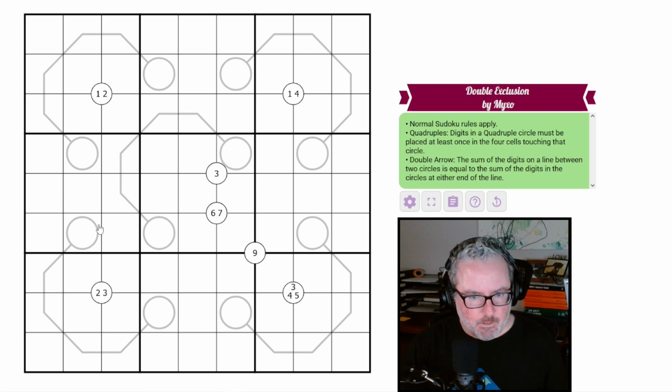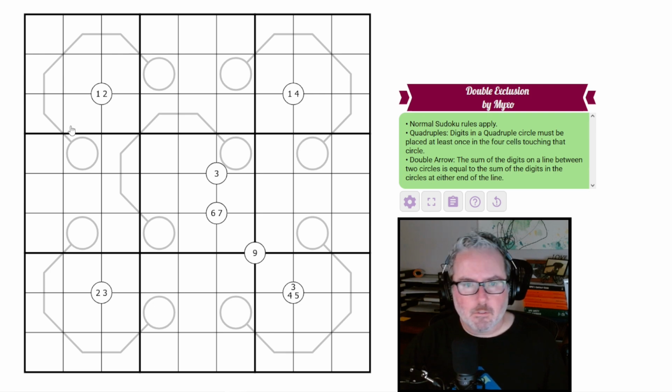Today we have an interesting looking puzzle in front of us. This one's called Double Exclusion by Myxo. I don't know if I've done a puzzle by Myxo before. I'll have to remind myself if I can. I don't think so, so that's what I'll say for now. But anyway, it looks pretty interesting, so I thought I'd give it a try.